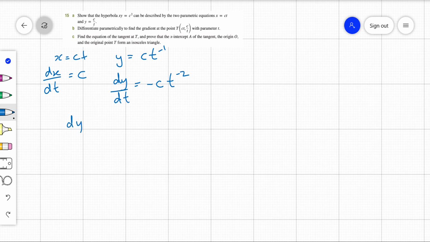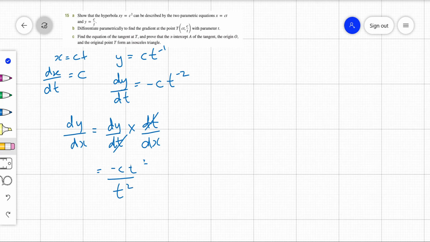So if I'm looking for dy dx, then I can use dy dt times dt dx, because these dt's will cancel. So dy dt is minus ct to the minus 2, or actually I might put it t squared on the bottom there. And multiply by dt dx, which is just this upside down, so that's 1 on c. So you can see the c's cancel, we get negative 1 on t squared. So our gradient at the point ct, c on t, is negative 1 on t squared.